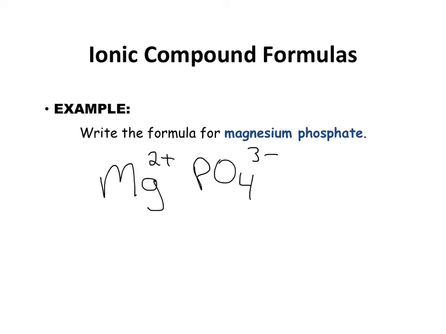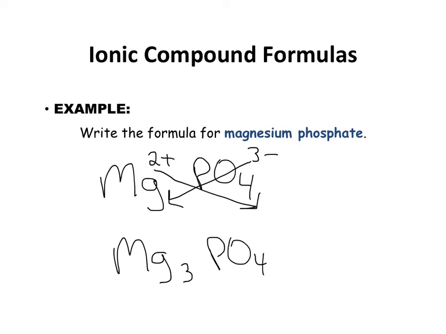So we wrote the symbols, we wrote the charges, and now we crisscross. The 2 is going to go down to the phosphate. The 3 is going to go down to the magnesium. So when we rewrite this, Mg gets a 3. Remember, you don't bring the plus or the minus, just the number. And PO4 has to get the 2.